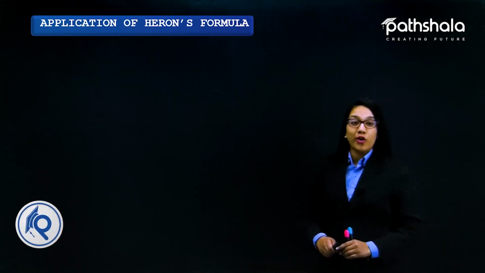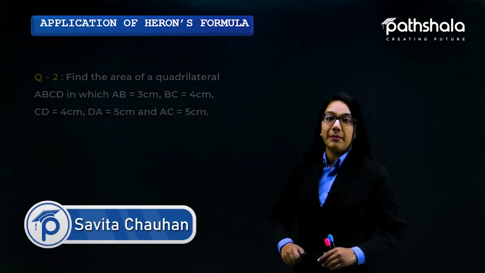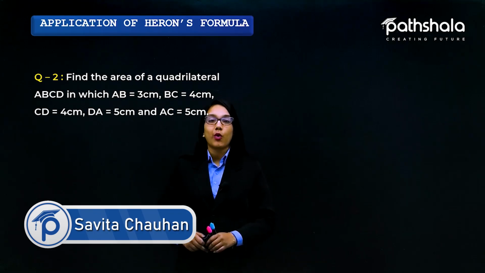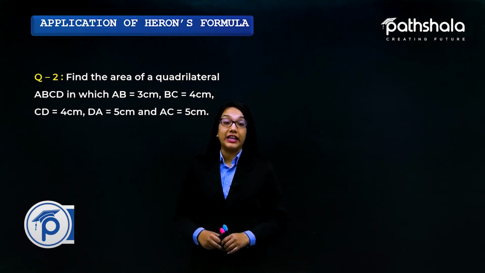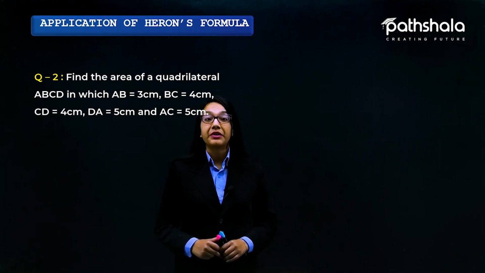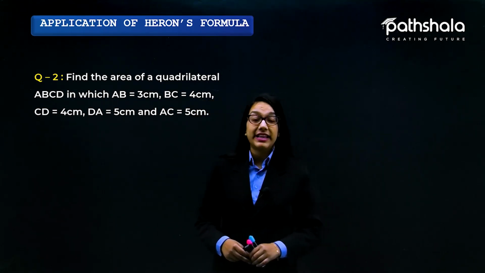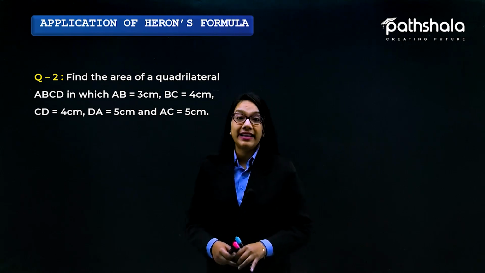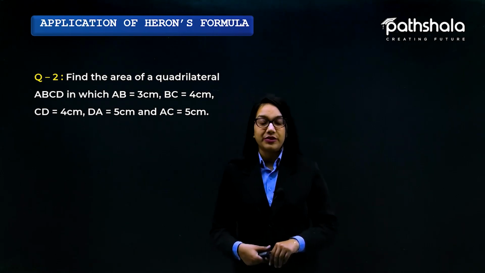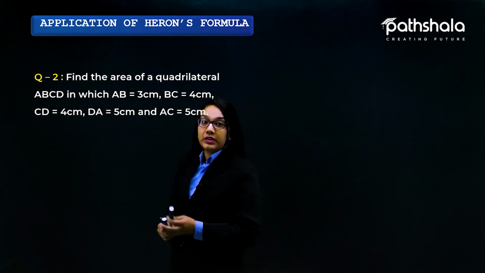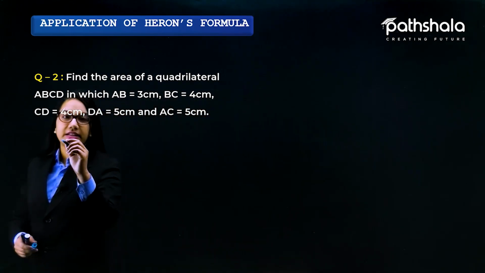So let's just move on further and see question number 2. Question number 2 says: find the area of a quadrilateral ABCD in which AB is 3 cm, BC is 4 cm, CD is 4 cm, DA is 5 cm and AC is 5 cm. So let's draw the quadrilateral first and see what sides are given to us.